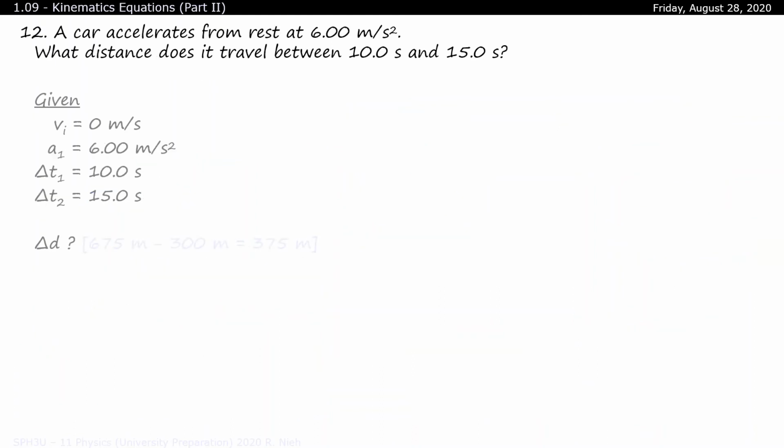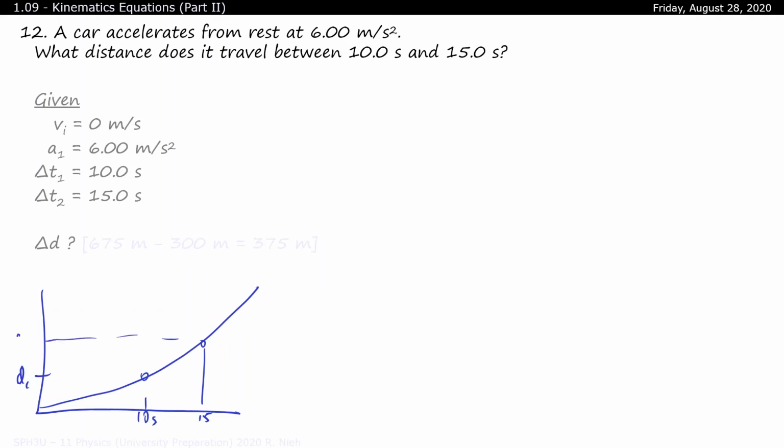In this question here, yet again, it's easier to draw the diagram just to see what's happening. For the first 10 seconds, you don't travel very much. But between 10 and 15, you travel quite a bit more. So what you want to do is figure out what your position is over here and what your position is over here, and you're looking for the difference between these two. So delta D is equal to position 2 minus position 1. Again, this starts from position 0.